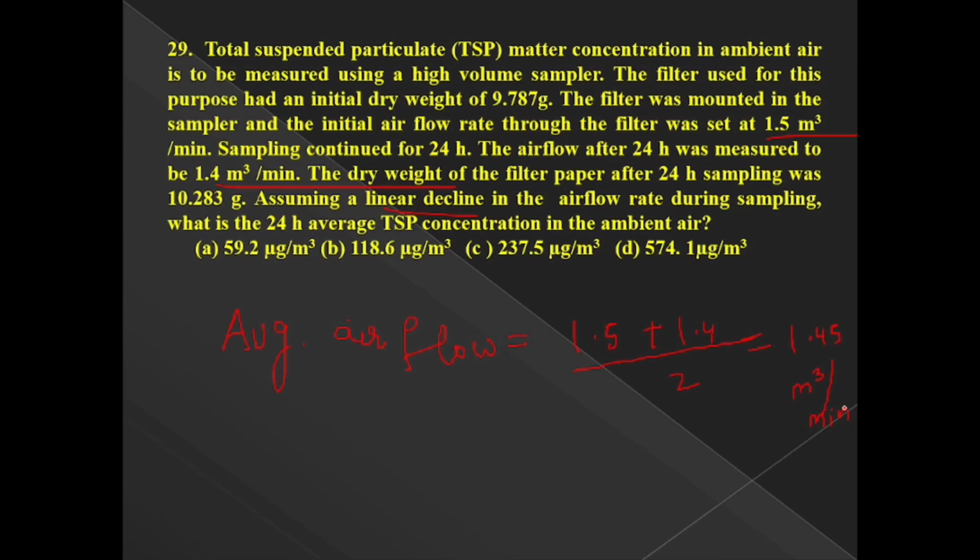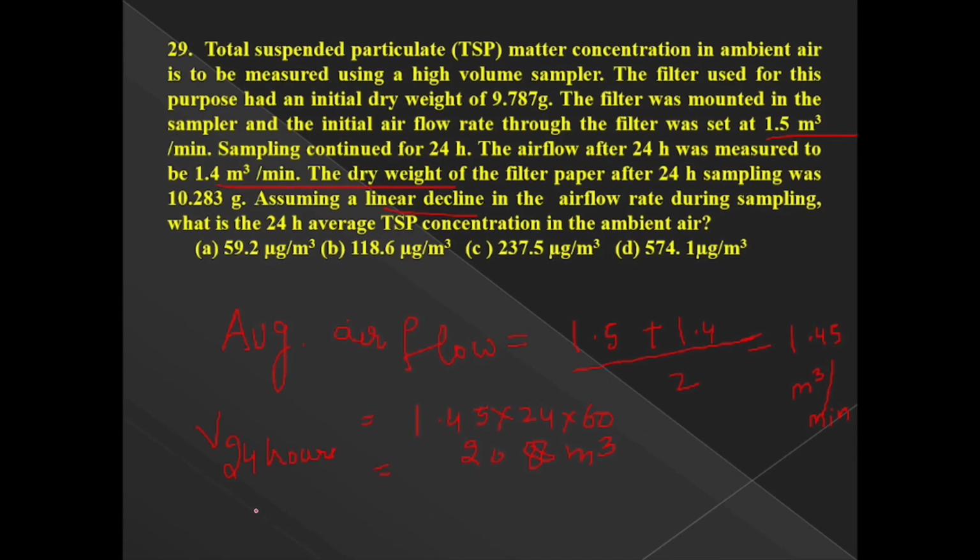Okay. Now, volume of air passed through the sample in 24 hours. Volume of air in 24 hours will be 1.45 average flow multiplied by 24 into 60 per minute, that is 0.2088 meter cube is the volume of the air passed through the sampler in 24 hours in one day. Now TSP, that is the total suspended particulate in the filter will be, now let's calculate.